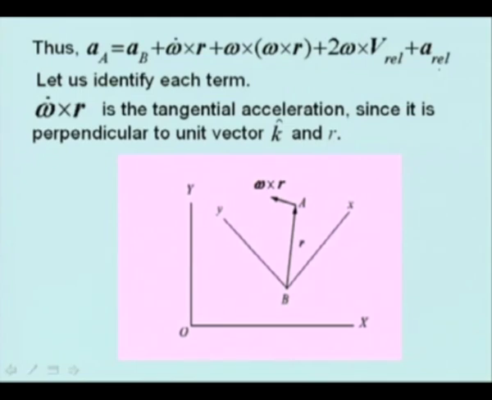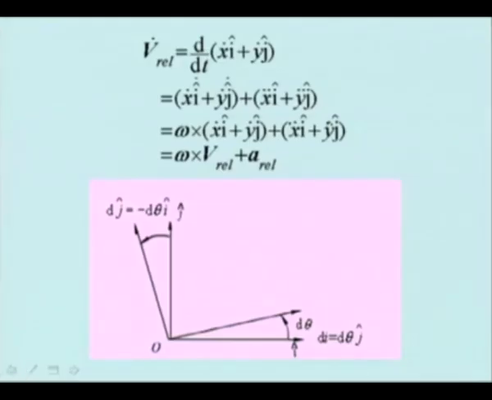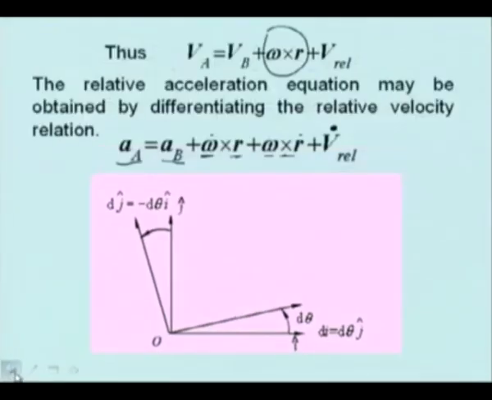In fact, in this expression, if you put omega equal to 0, the equation reduces to the equation for the translating reference frame. So, the important equations are this one, and another equation in terms of velocity: VA is equal to VB plus omega cross R plus VL.